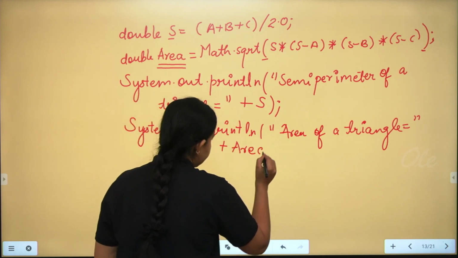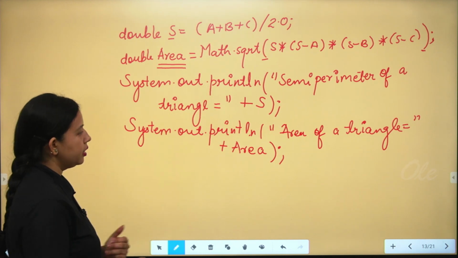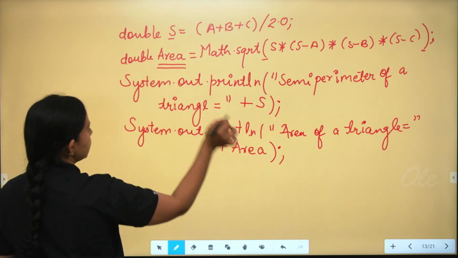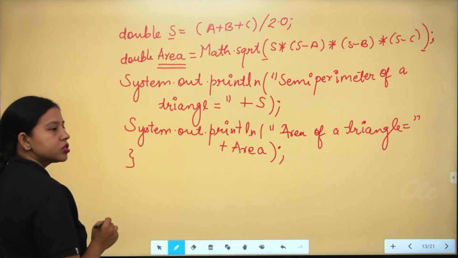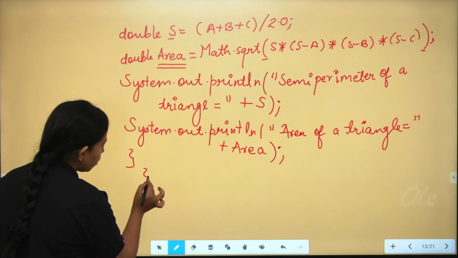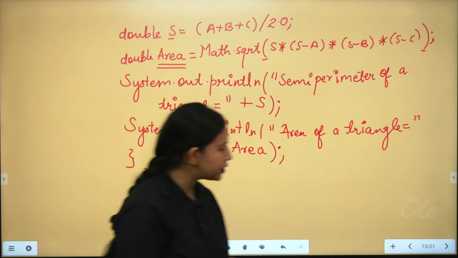Always concatenate the given variables which are mentioned and which are storing your data. So, we always write area over here. So, at the last we simply close the method bracket first followed by the class bracket. So, this is the entire program which we have done.